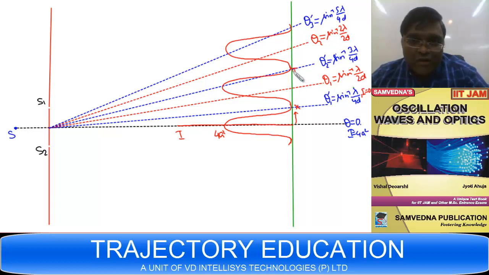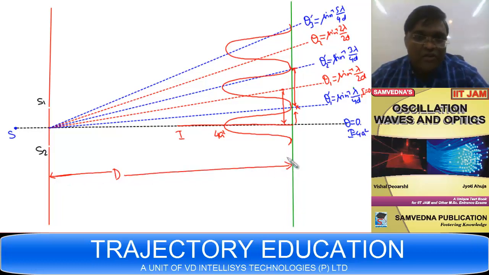This is called fringe width. You can take either this distance or this distance. This is called fringe width, right? If I want to get the position of these maxima on the screen, suppose d is the distance between the slit and the screen, and say this is the nth maxima. So this position is, say, xn.